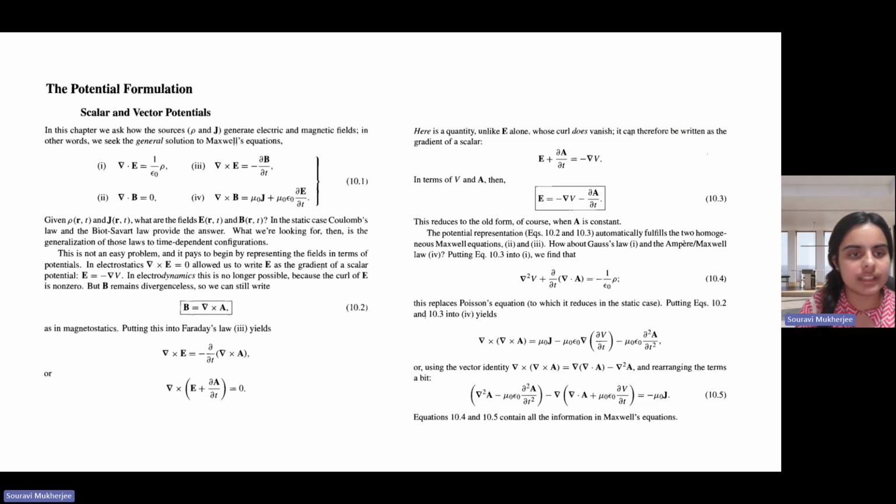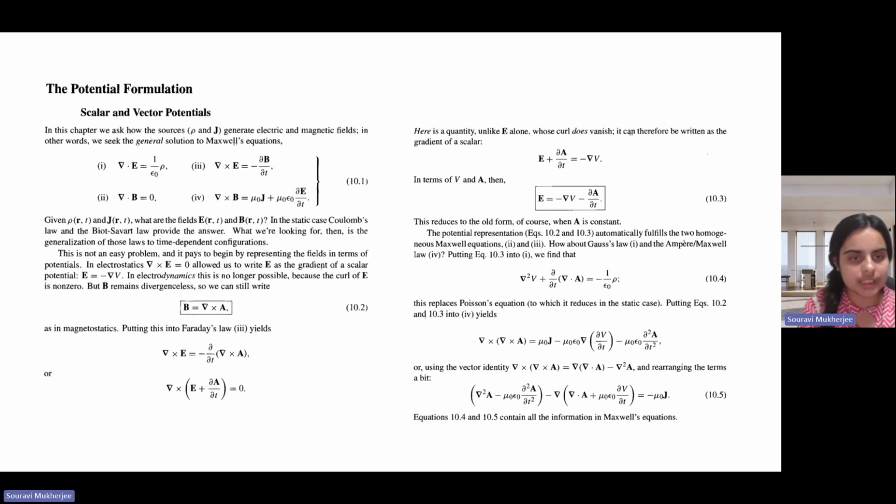And V is a scalar quantity, so dealing with V is much easier. Once you find V, you can very easily find E using this relation. So in most cases, dealing with potentials is easier, and that's why we opted for defining our systems in terms of potentials.